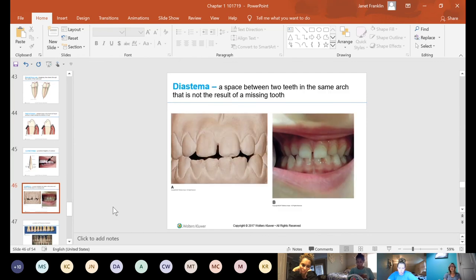A diastema is a space between teeth in the same arch. It does not include missing teeth. So if you look at those pictures on slide 46, those teeth have what we call a diastema. You can see the space between the front teeth. Sometimes that can be caused by the frenum attachment being in the wrong place and pulling those teeth apart.